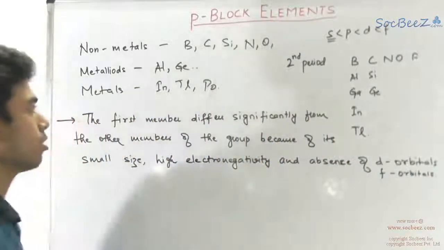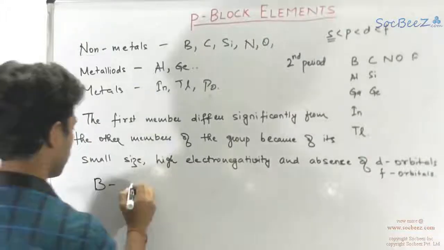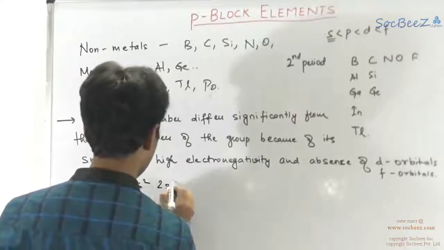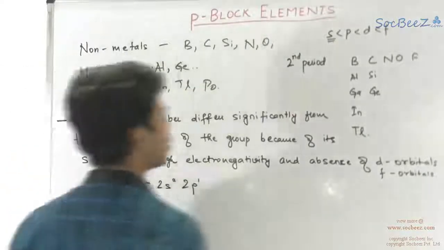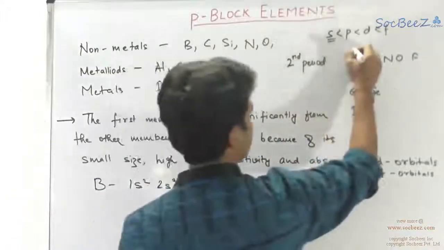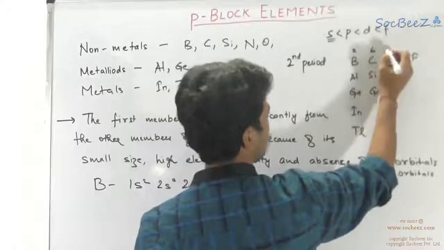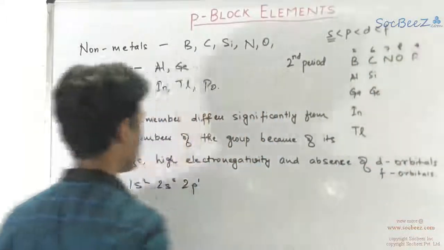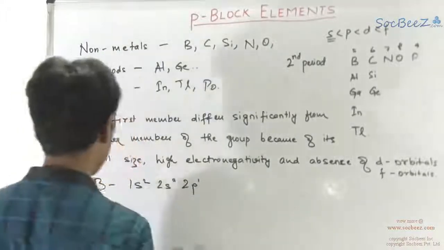Now the electronic configuration for boron is 1s2, 2s2, 2p1. The atomic number for boron is 5. Carbon is 6, nitrogen 7, oxygen 8, fluorine 9. So the electronic configuration for boron is 1s2, 2s2, 2p1.